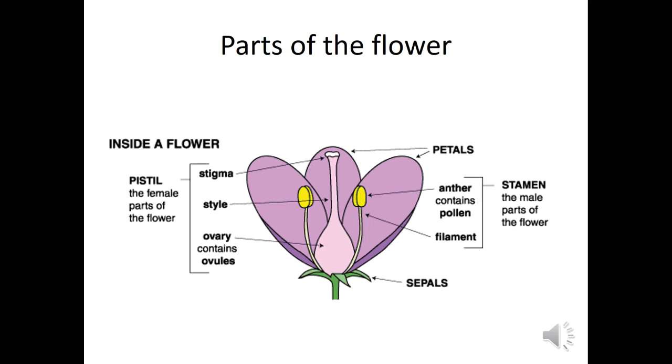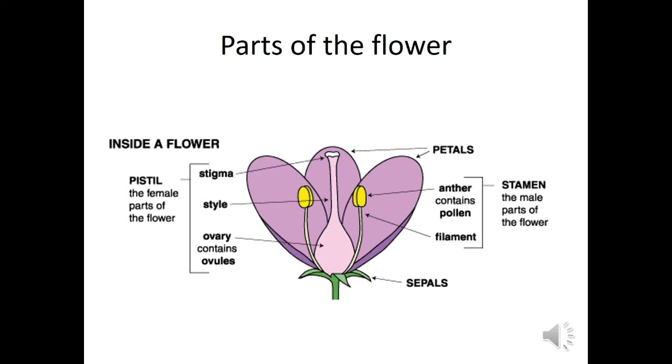Then you have the petals, which is usually the brightly colored part of the flower, and then the next whorl is the male floral parts, and that consists of an anther, which contains the pollen, and then the filament, which holds up the anther, and together these two things are called the stamen.